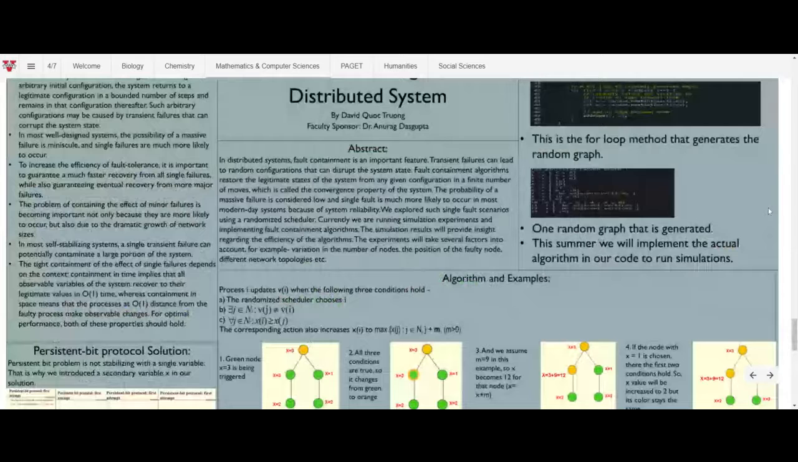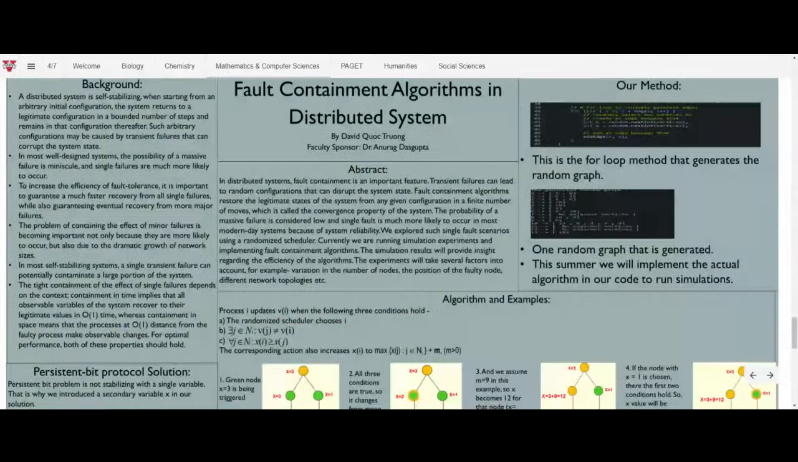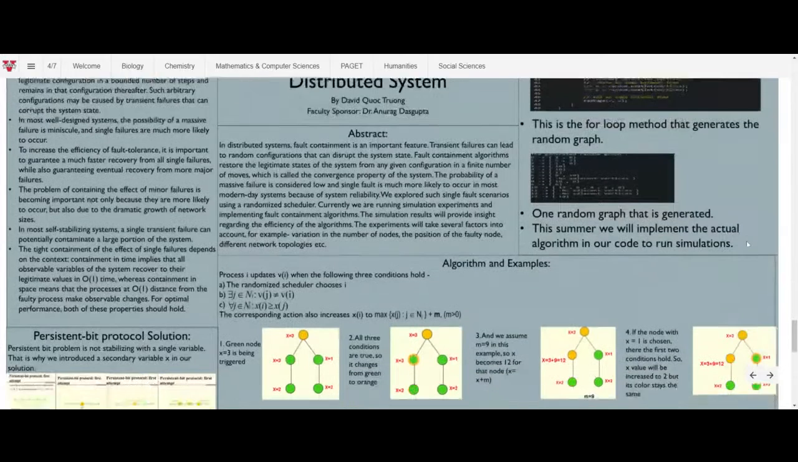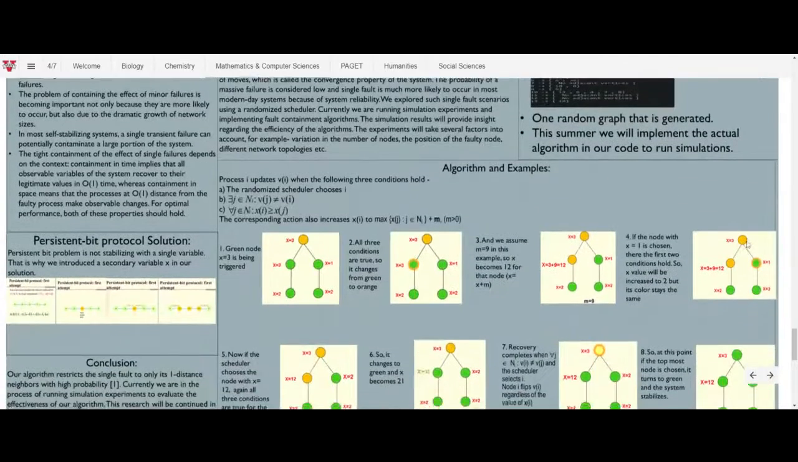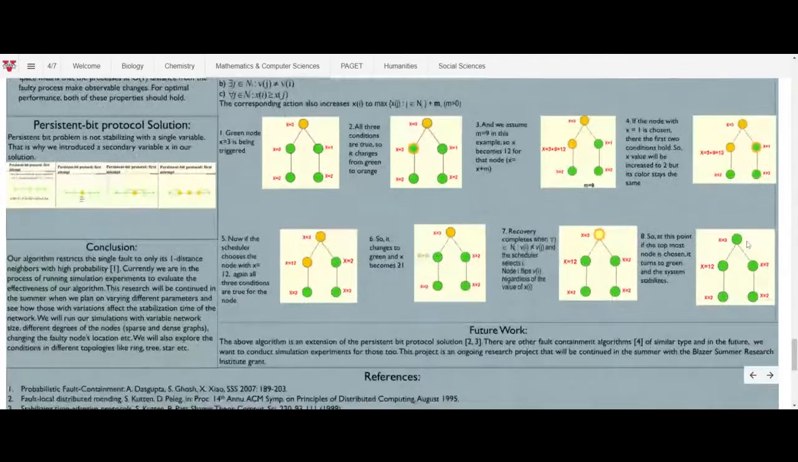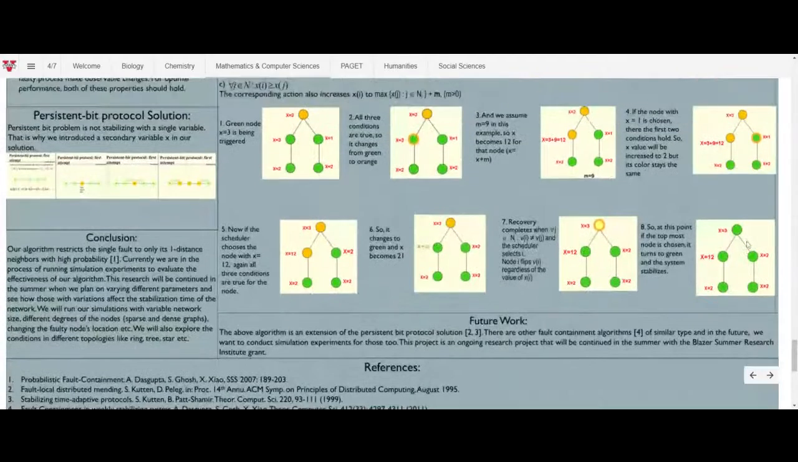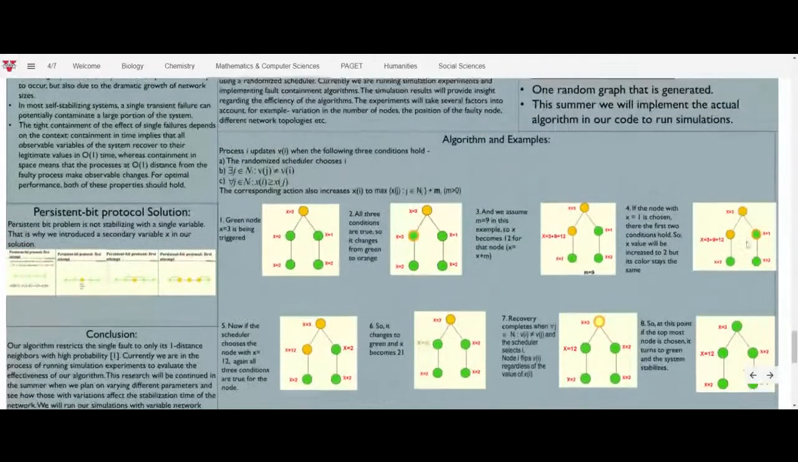Hello, my name is David Trung. My research is centered around two topics: fault containment algorithms and transient failures. Generally, transient failures consist of mass failures and single failures. The probability of a mass failure is small, but the probability of a single failure is very likely. The problem of reducing or containing the effects of single failures is becoming very important because of the dramatic growth of network size.